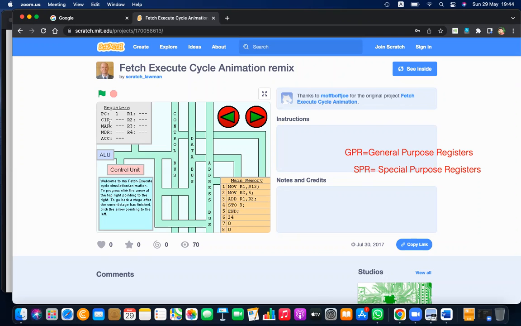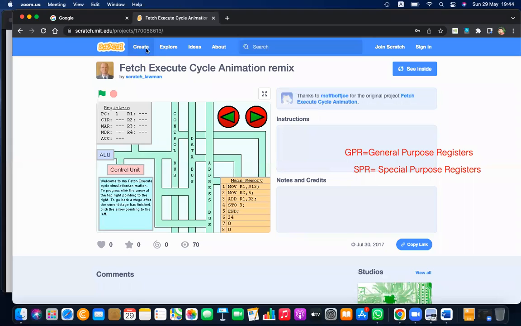Buses are the transport mechanism. Buses transport data from registers to memory and memory to registers, and also internally inside the system unit. So that is buses.